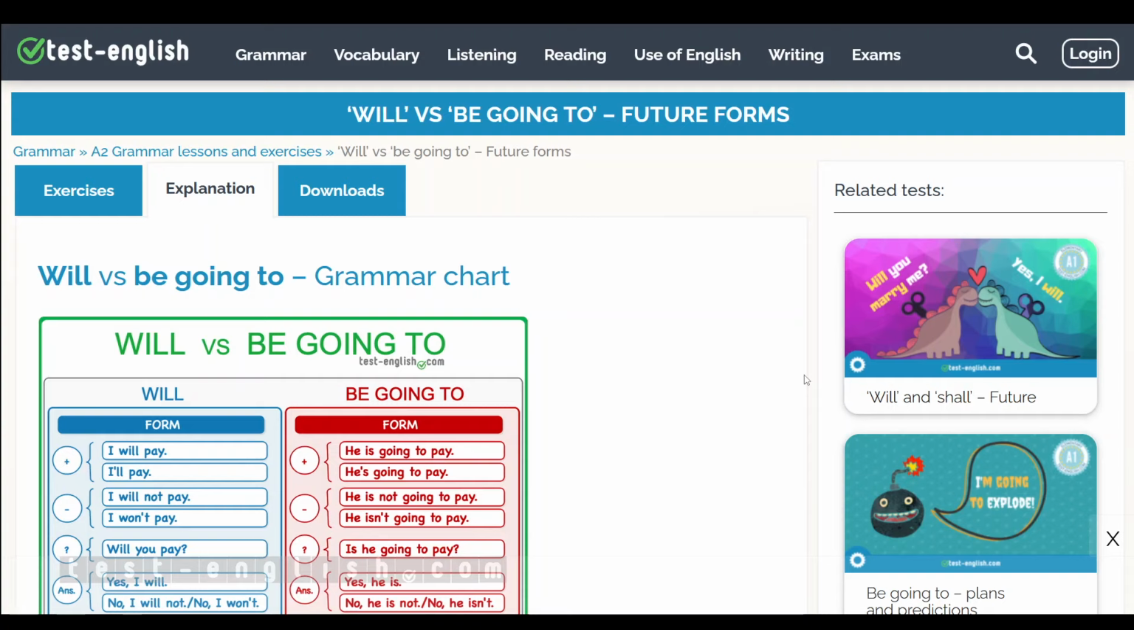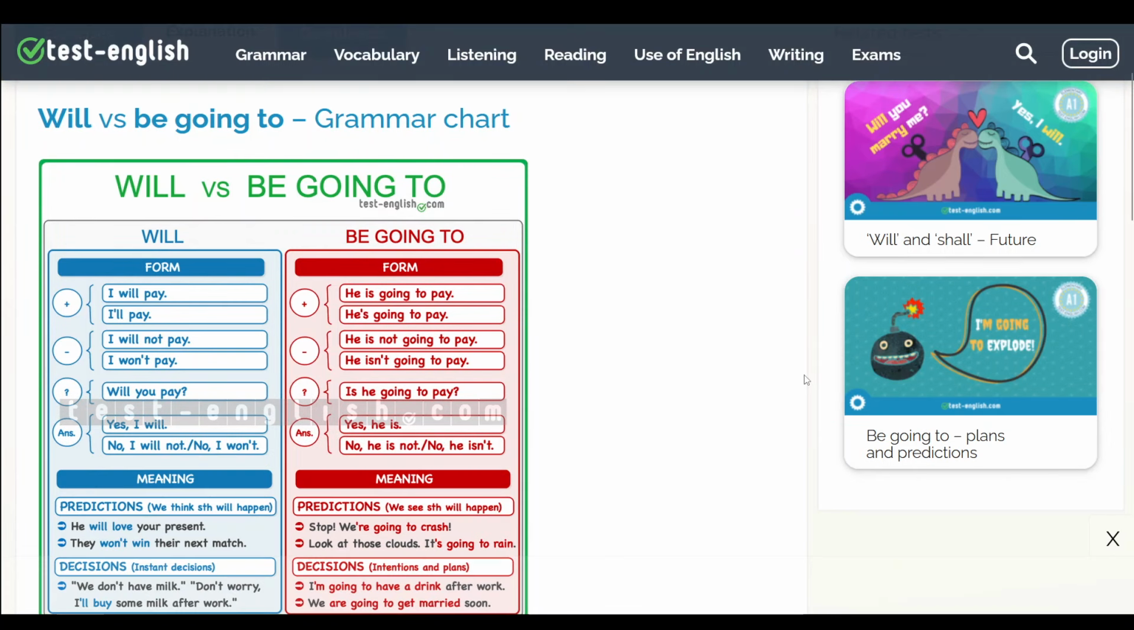In this video, I'm going to go through how to use will to talk about making predictions and decisions. As you can see, we have a grammar chart here. So we have very clear, concise information comparing the use of will and be going to. Here we have the structure.